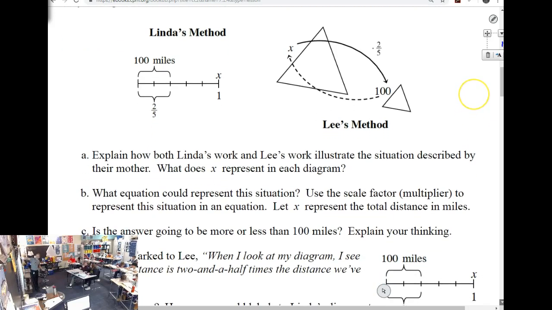Linda's method, yeah, and then Lee's method. Lee's method is dumb. All right.